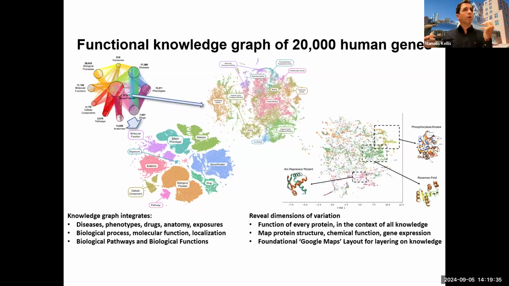You can do the same thing with proteins. This is work by Emma Tissinger in my lab. For her master's thesis, she looked at a knowledge graph that was built by our close collaborator, Marek Zitnik, over at the Harvard Medical School. So PrimeKG, this knowledge graph where every gene is connected to diseases and phenotypes and drugs and anatomy and pathways and cellular components and biological processes.